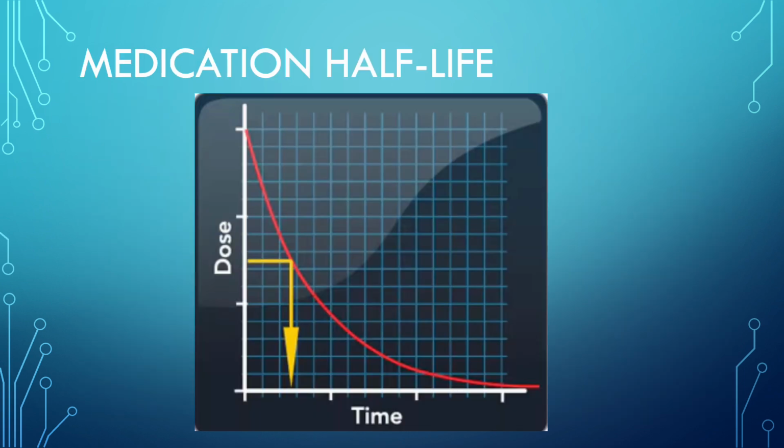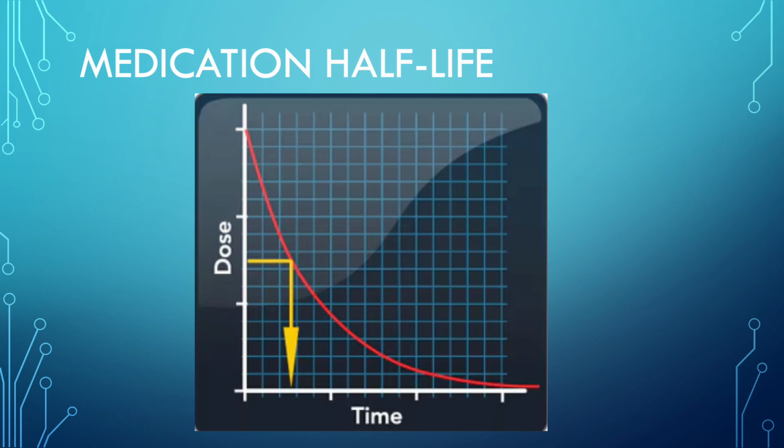Now we know that medications are metabolized, and there's a word for that. When medication enters the body and is decreased in amount by half, that's called the half-life. The half-life will reflect how quickly and efficiently a medication is metabolized and excreted from the body. Medications that have a short half-life may have to be given multiple times per day to keep the therapeutic or effective level. However, if a medication has a long half-life, you may only have to give it every day.